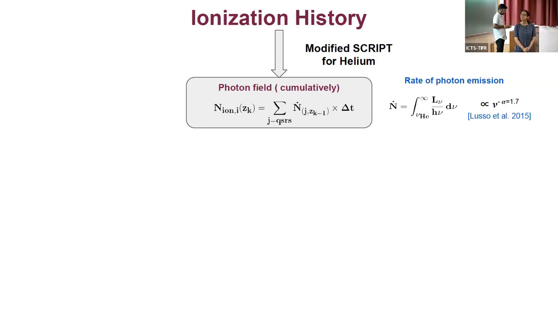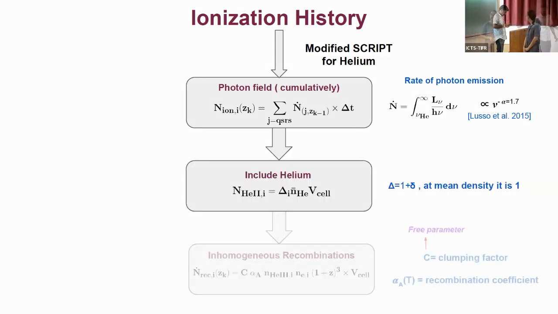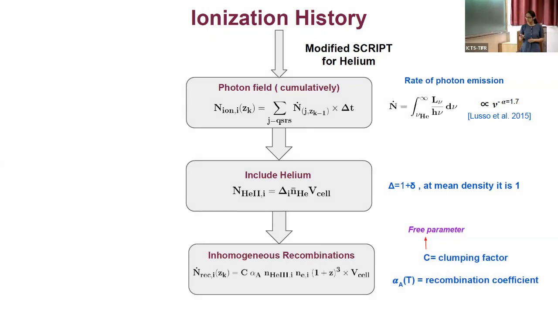So the total ionizing photon field is given by this, and this N_ion. And then we include helium. This is the overdensity. We get the overdensity field from our GADGET snapshot, and then we can get the neutral helium atoms. We include inhomogeneous recombination by using this rate of recombination integrated over all the previous redshifts. Here we have one free parameter, the clumping factor, that accounts for the excessive clumping in regions where there are more helium-3 ions. Alpha is the recombination coefficient, which decreases with temperature.